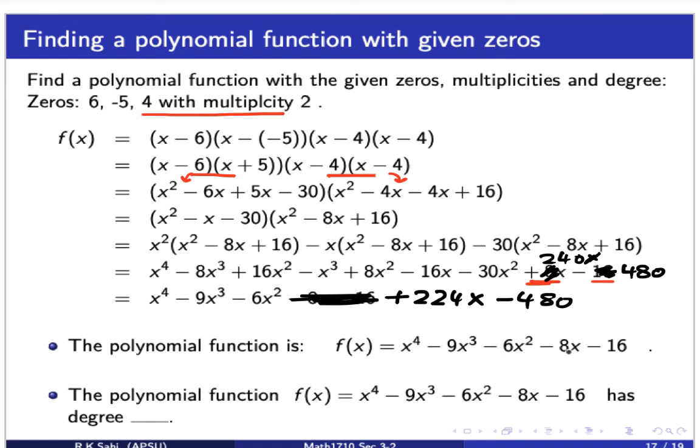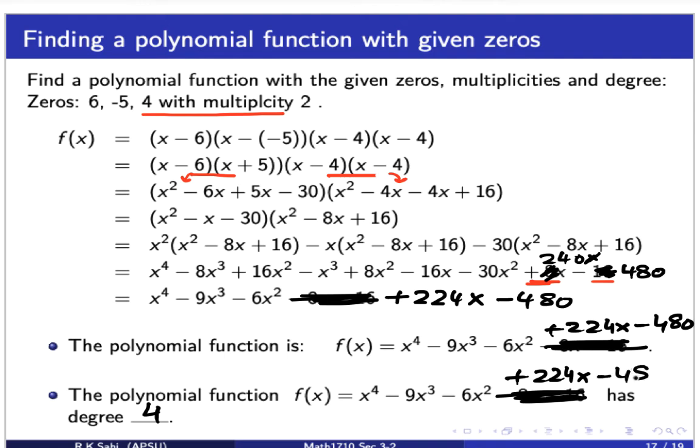Okay, let's look at the polynomial function. Now the polynomial function is x to the fourth minus 9x cubed minus 6x squared plus 224x minus 480. And what is its degree? The highest degree is 4. Let me correct this one down: plus 224x minus 480.